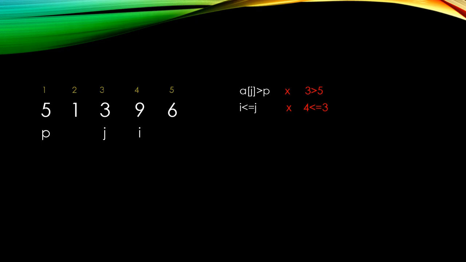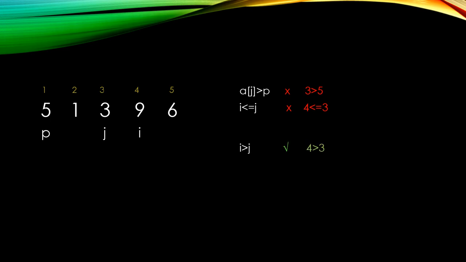After decrementing j from the 4th position to the 3rd position, we have to check whether a of j is greater than p. Here 3 is not greater than 5, so the condition is false. Once the second condition becomes false, we have to check the third condition, whether I is less than or equal to j. Here 4 is not less than or equal to 3, so the condition is false.